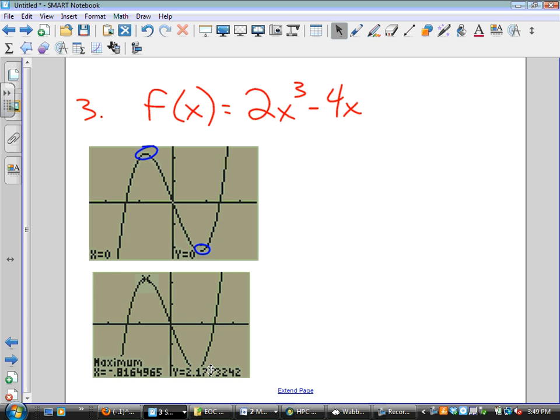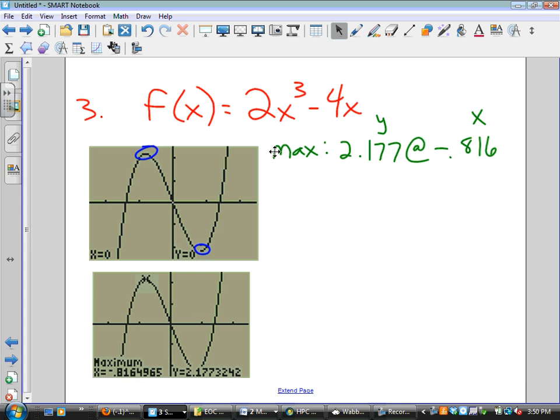But the actual maximum, the actual height at that point, is 2.177. Okay, so we can go ahead and say that the maximum is 2.177, and that occurs at negative 0.816. So this is the y value, this is the x value.